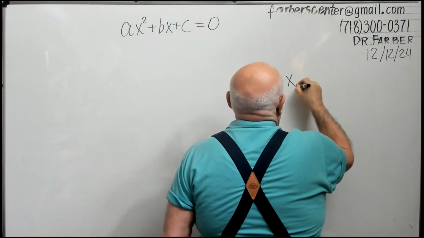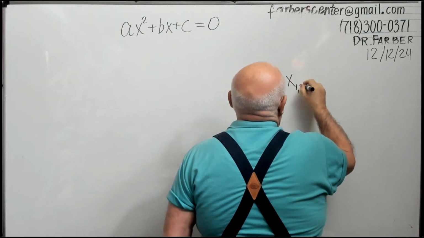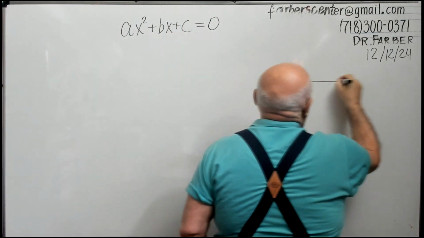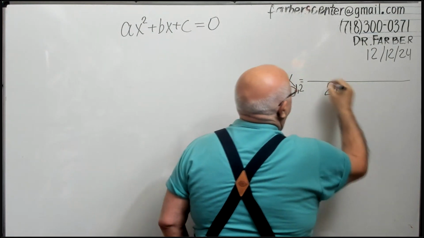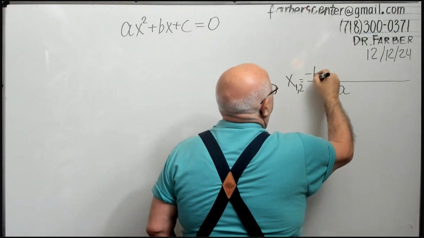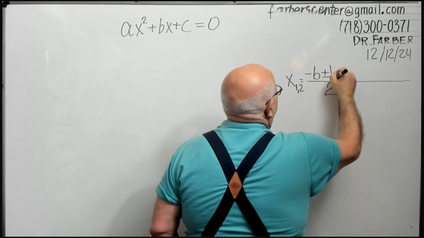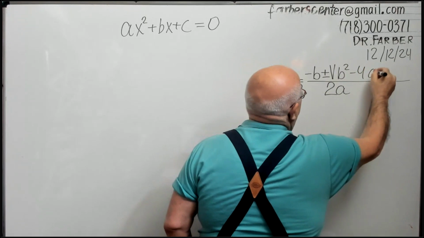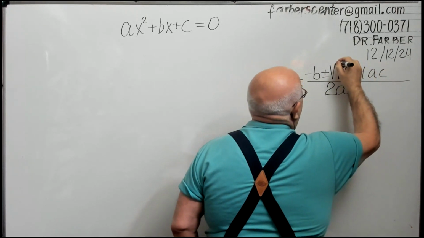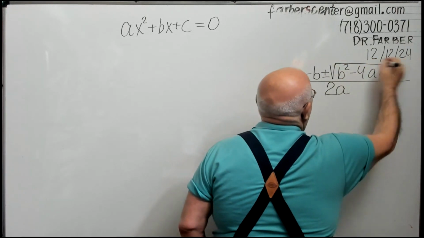We have two roots. 2a in the denominator, minus b plus minus square root of b to the second minus 4ac. I don't ask you to memorize a lot, but this is what you're supposed to know.